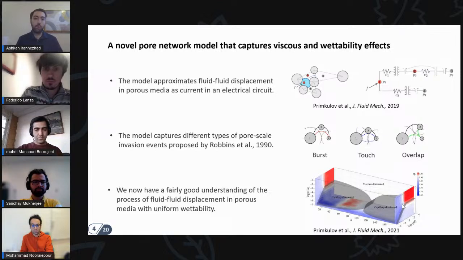So these pore network models and their very low computational cost enable researchers to perform very systematic numerical studies in which numerous simulations for different situations have been performed. And now we have a very good understanding of the fluid-fluid displacement process in porous media with uniform wettability.